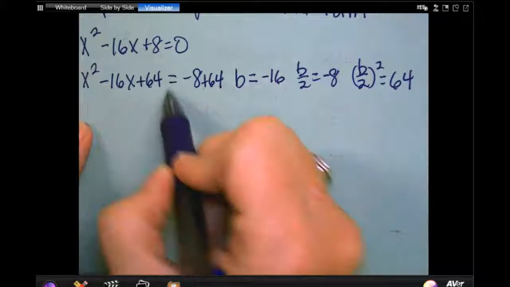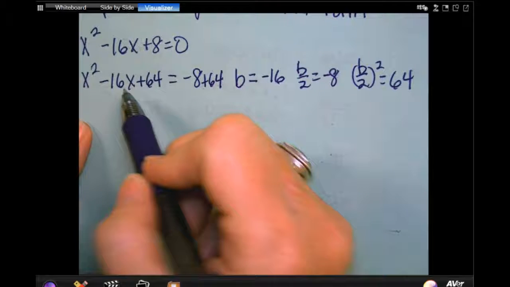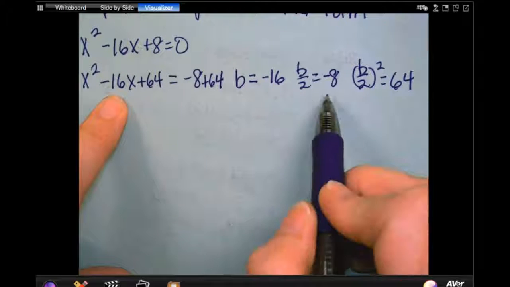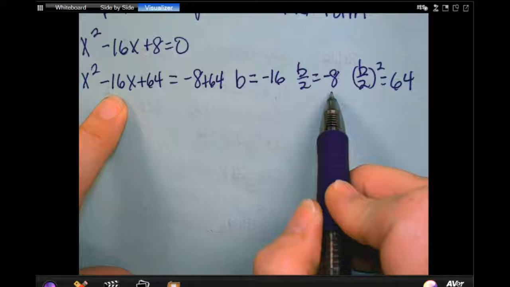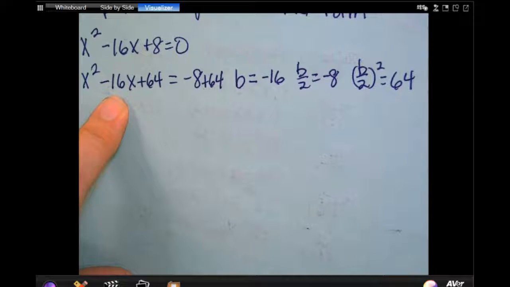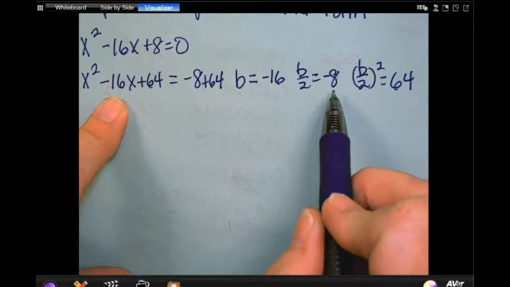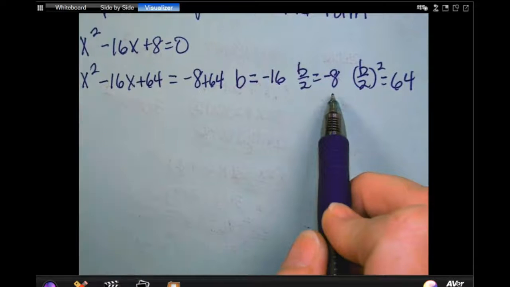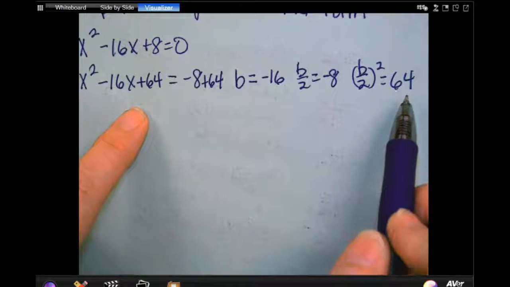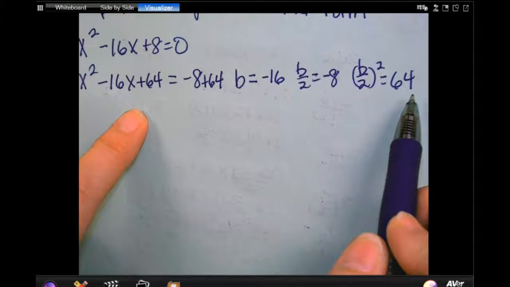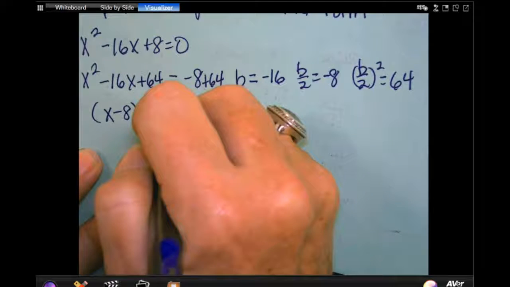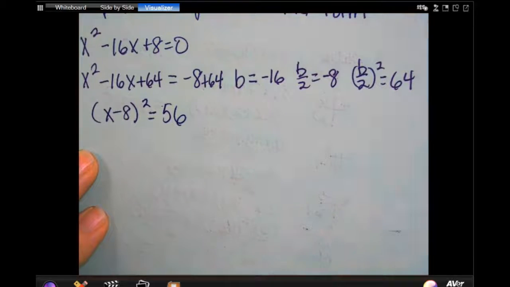So now this side, I can write it as a perfect square. Because what are the factors of 64 that are going to give me negative 16? This number right here is how I'm going to write it as a perfect square. If you take the b, divide it by 2, that's your perfect square number, and the squared number rigs it so you can write it that way. So here, I get x minus 8 squared, and it equals 56. Negative 8 plus 64 gives me 56.